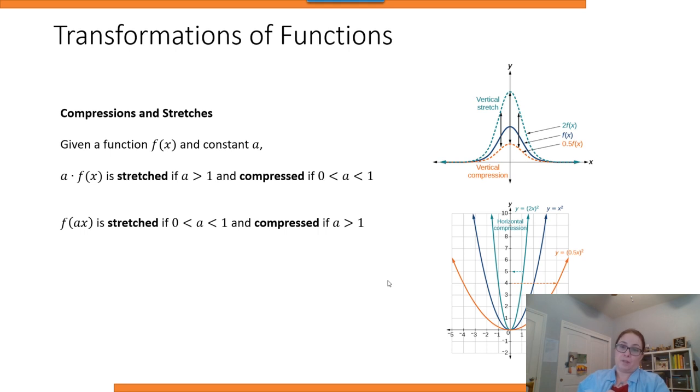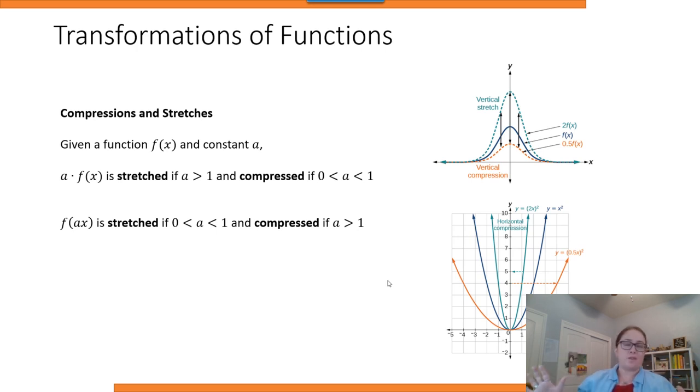Other things that we can do to manipulate one of those original functions is to compress or stretch them. And we do this by multiplying by a constant. If I multiply the whole function by a constant, and that constant is greater than 1, it stretches the function. And if it's a fraction between 0 and 1, it will compress the function. If I do this within the operation, so thinking back to that cube root again, if I'm throwing a number inside of the cube root instead of multiplying it out front, then the reverse happens. It stretches when the number is a fraction and compresses when the number is greater than 1.